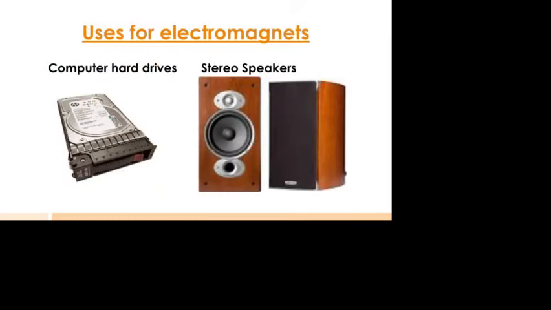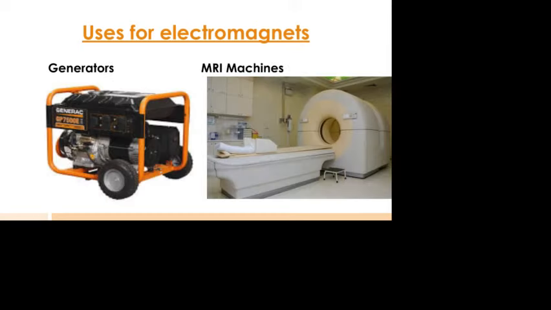Other everyday uses for electromagnets include computer hard drives, stereo speakers, generators, MRIs. If you look at this giant tunnel looking machine that they put you through to take an MRI test, it's actually nothing but a giant electromagnet. Inside of this tunnel is a huge coiled wire, and they're basically sticking you inside an oversized electromagnet.